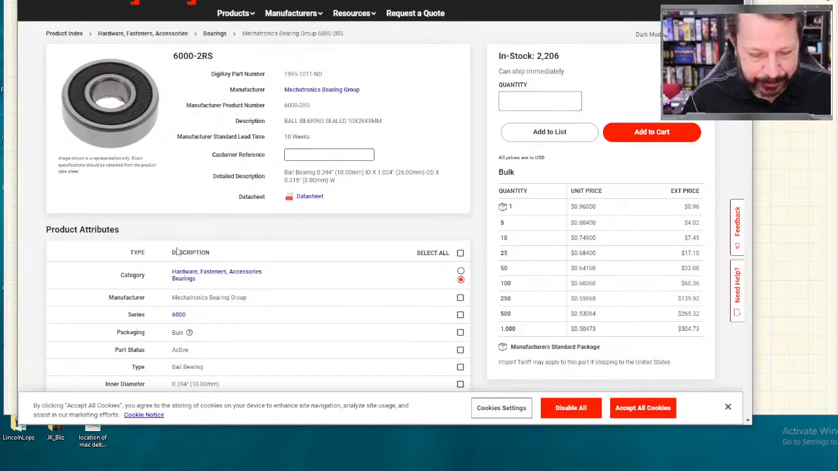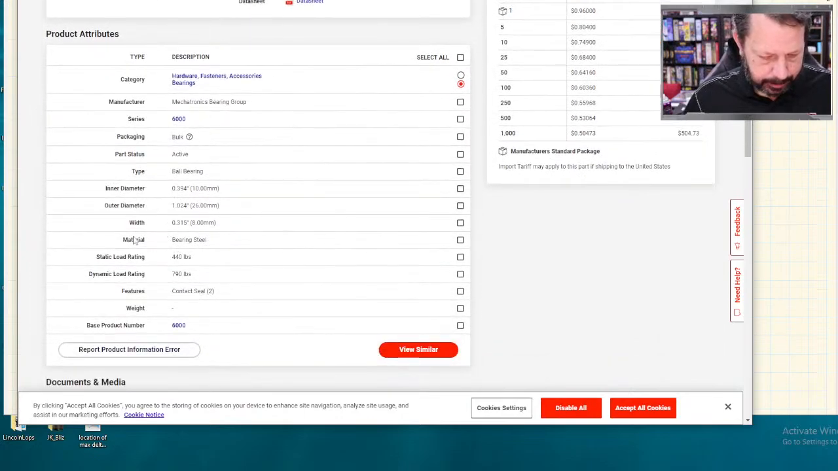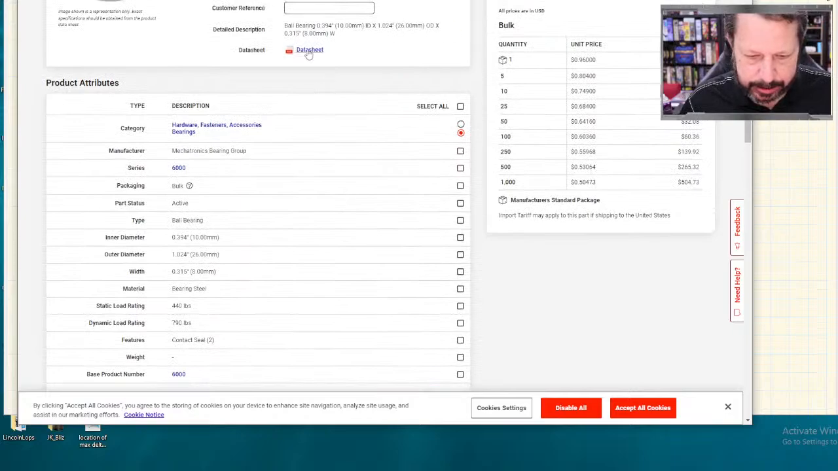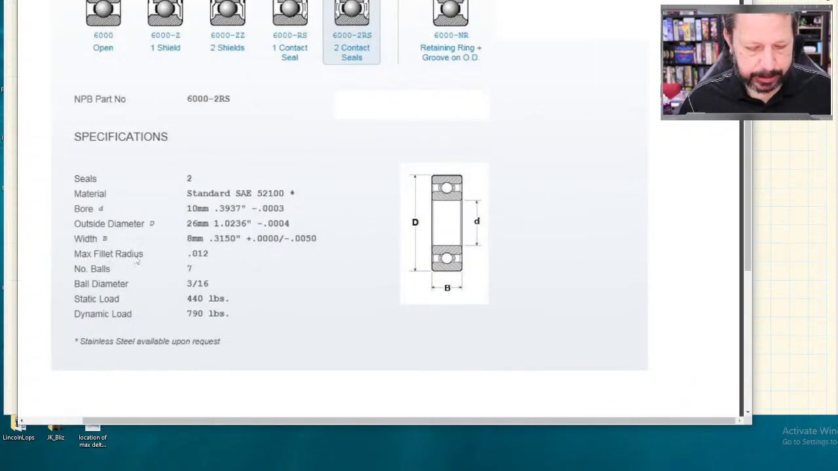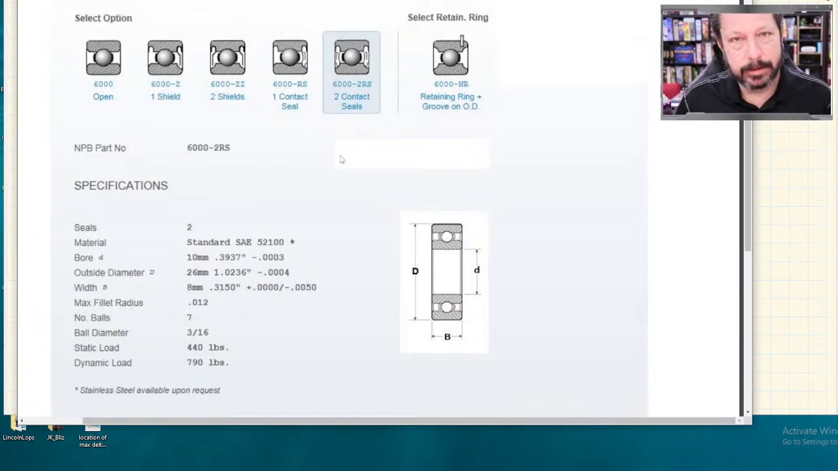So usually one of the pieces of information on this data sheet is going to be that clearance. I'm not seeing it right now. Oh, look right there. Max fillet radius 0.12. These are probably inches. Yeah, there's inches. So 0.12, twelve hundredths of an inch radius is the maximum fillet I could put on a shaft if I wanted to use that particular ball bearing or whatever kind of bearing I have.